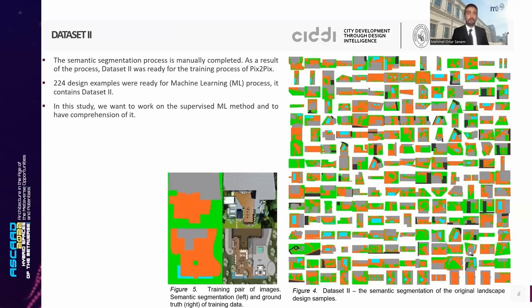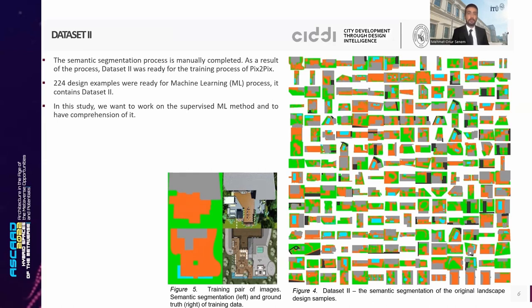Dataset 2 is created. The semantic segmentation process is manually completed in a CAD environment. As a result of the process, dataset 2 was ready for the training process of Pix2Pix. 224 design examples were ready for the machine learning process.